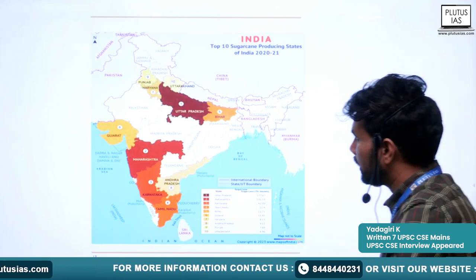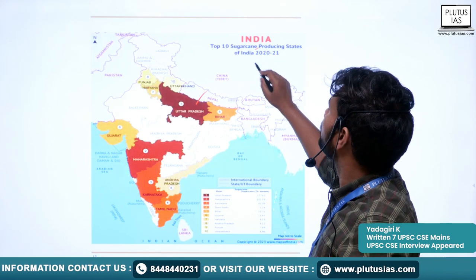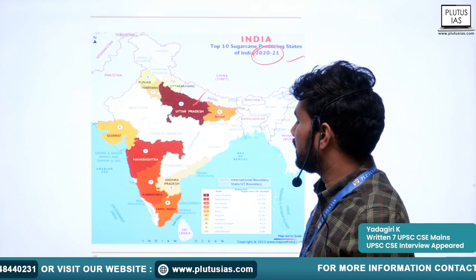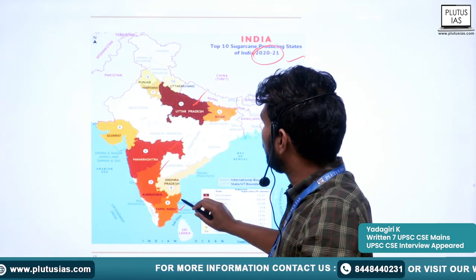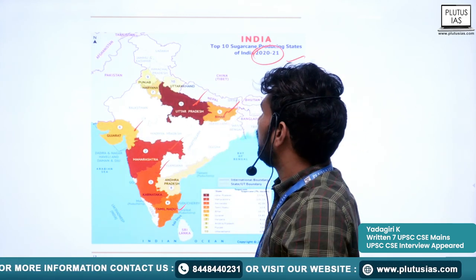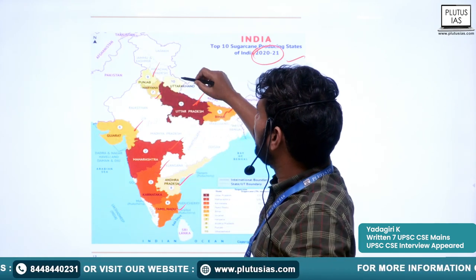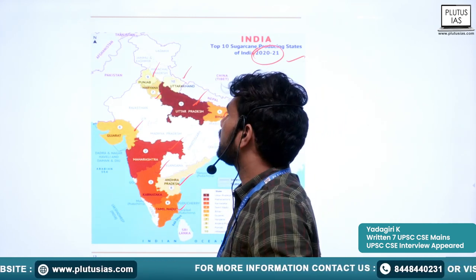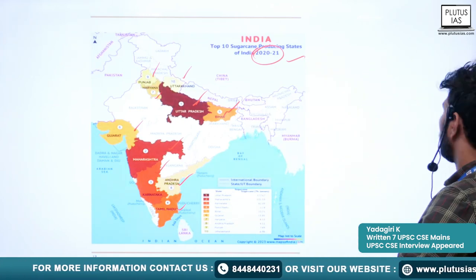So here, the top 10 sugarcane producing states in 2020-21. Number one is Uttar Pradesh, number two is Maharashtra, number three is Karnataka, number four is Tamil Nadu, number five is Bihar, six is Gujarat, seven is Haryana, eight is Andhra Pradesh, Punjab 9, Uttarakhand 10. So these are the top 10 sugarcane producing states in 2020-21. Right, this is about sugarcane.